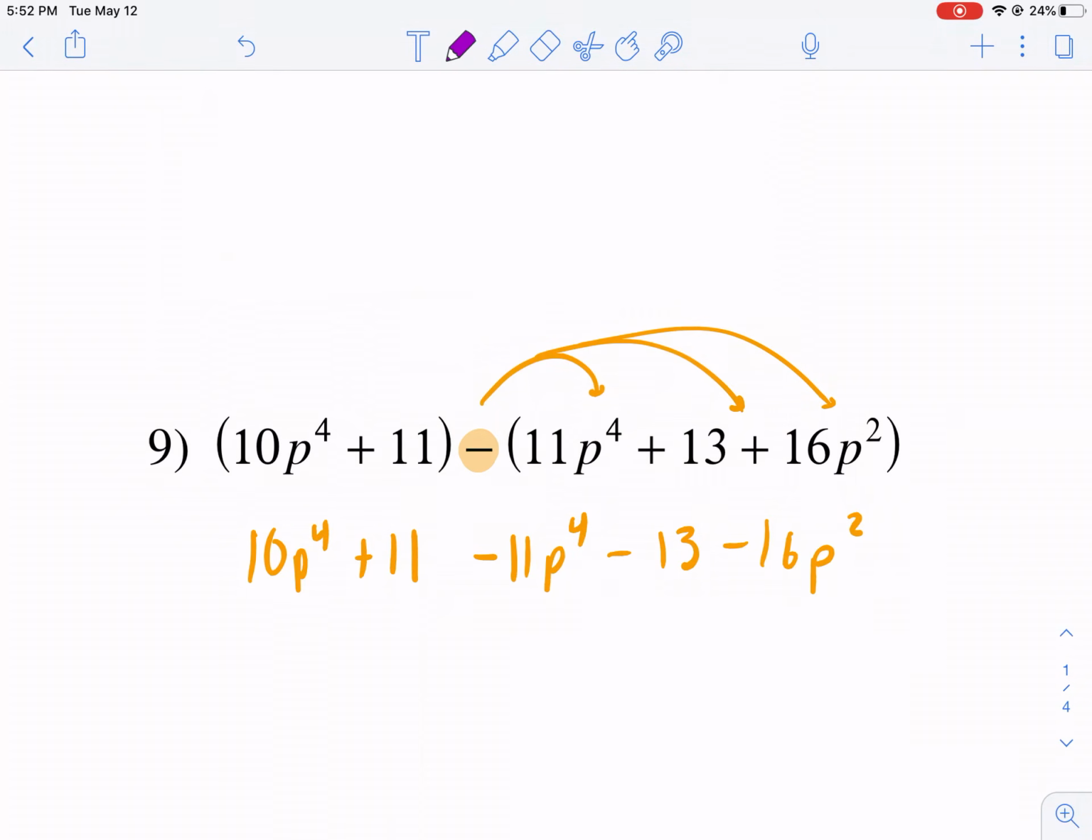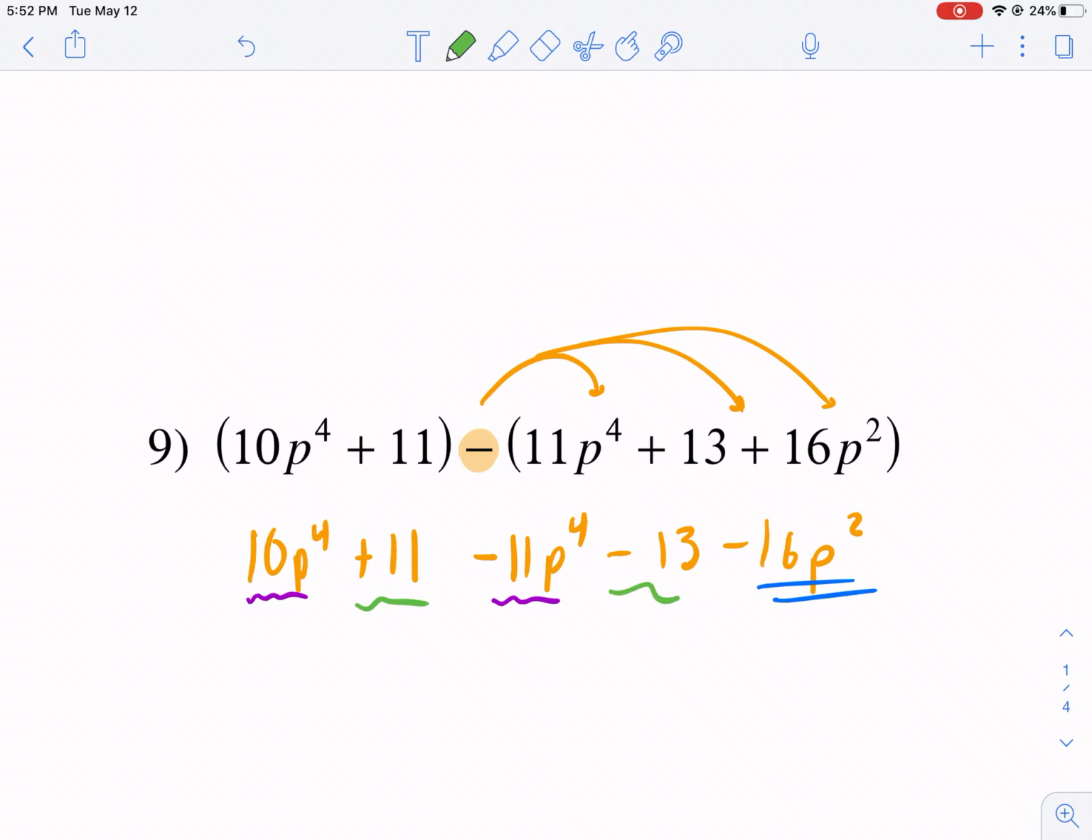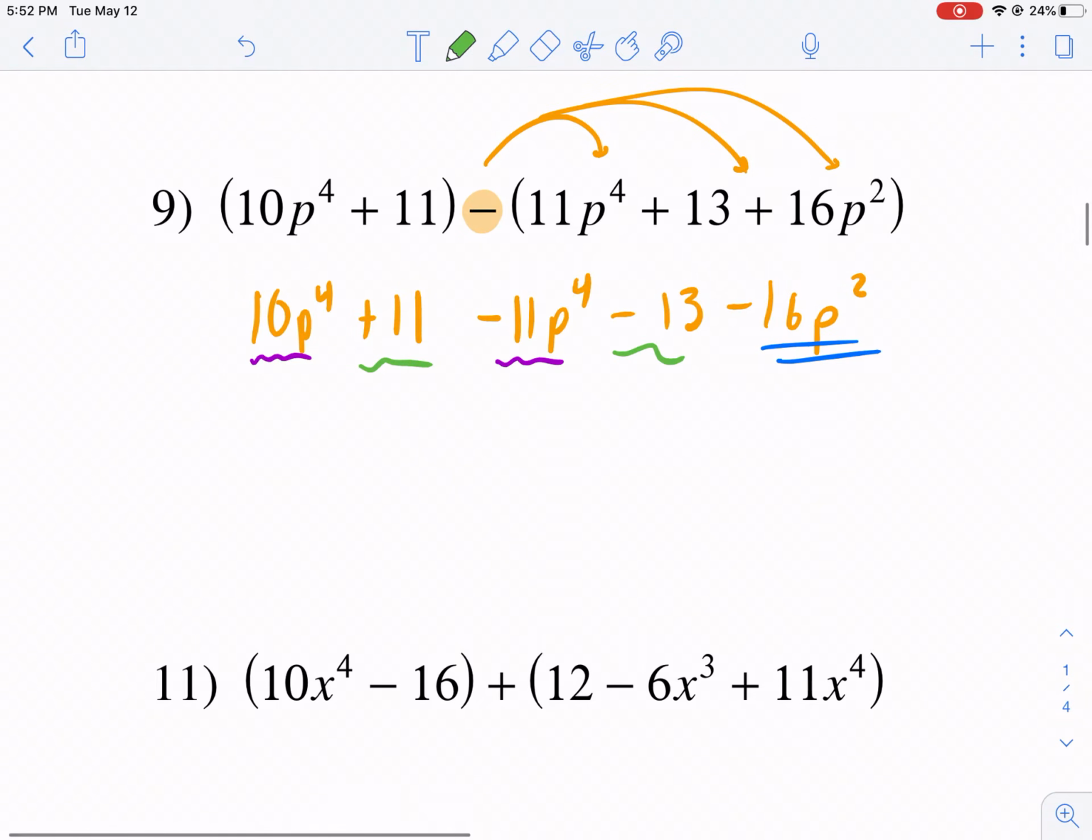Okay, now we're looking for like terms. We have a p to the 4th here. We have a p to the 4th here. We have a p squared over here. There's no other p squared. There's no p to the third power, but there are some constants, which is negative 13 and positive 11.